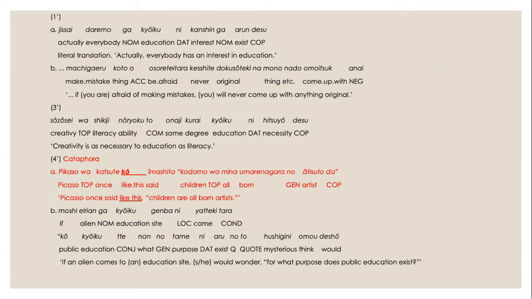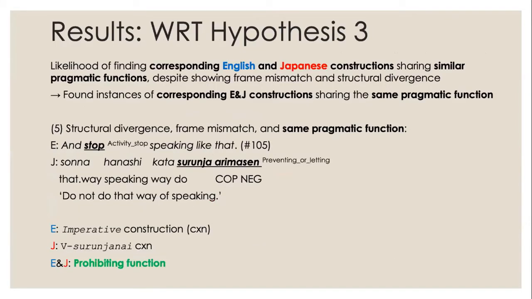And it's indicated by red on this slide. And our last hypothesis concerned finding English and Japanese constructions that exhibit a structural divergence and frame mismatch, yet have the same pragmatic function.